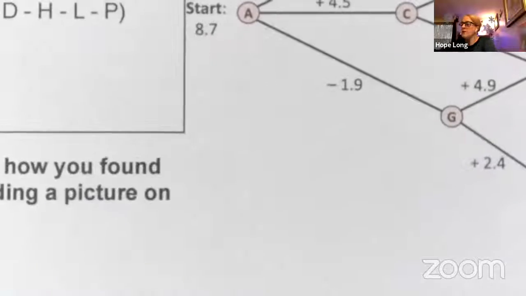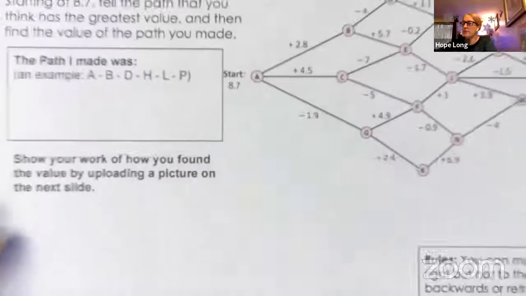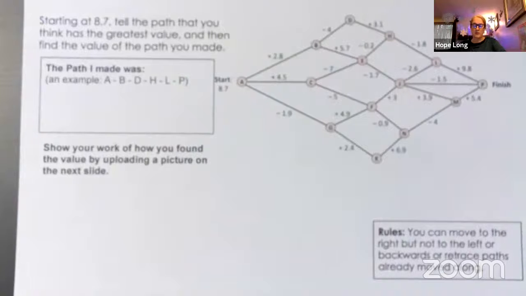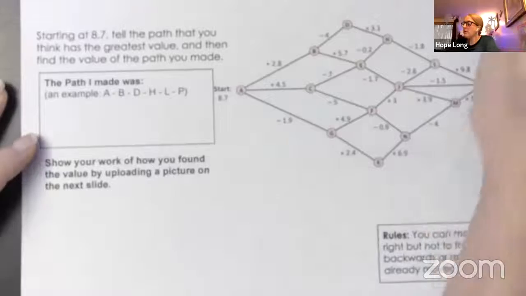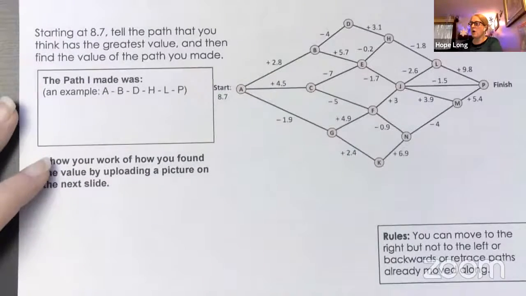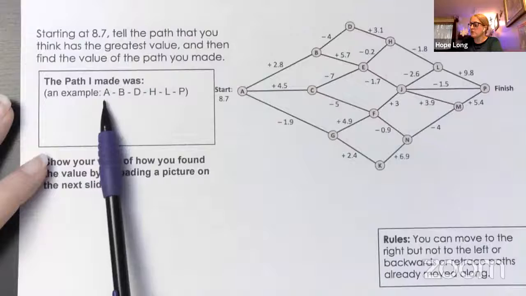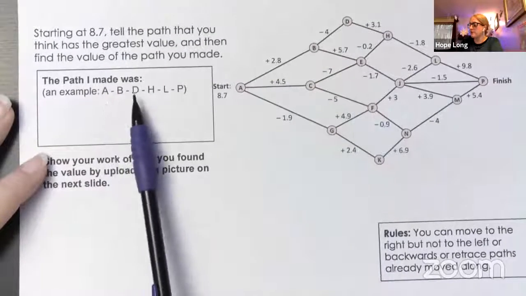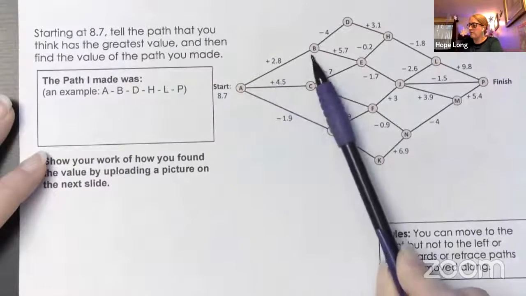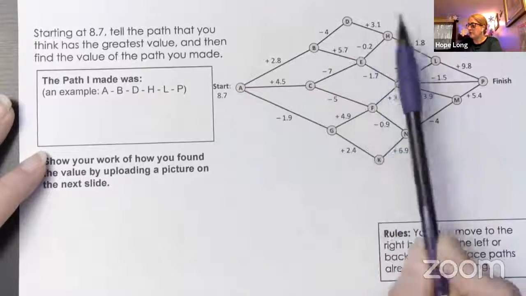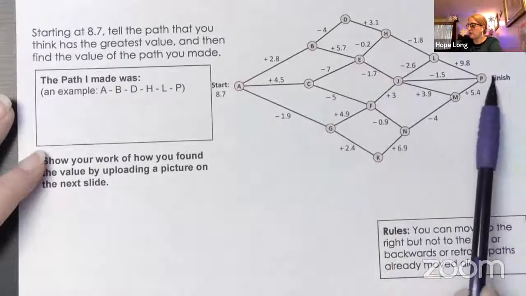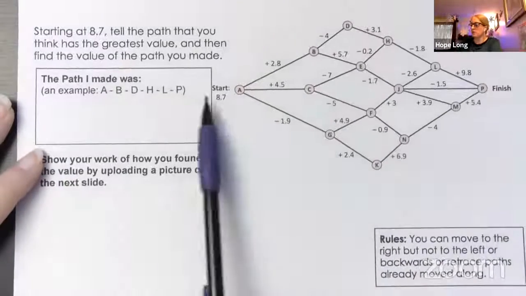Okay, so this slide right here is the one that is going to need to be completed by you today, or it's one of the possibilities of where you can put your work today. And they have an example that they wrote in here of how you can mark your path today. You can use the plot points, so this path would go A to B, to D, to H, to L, to P. So that was one path that this person chose.